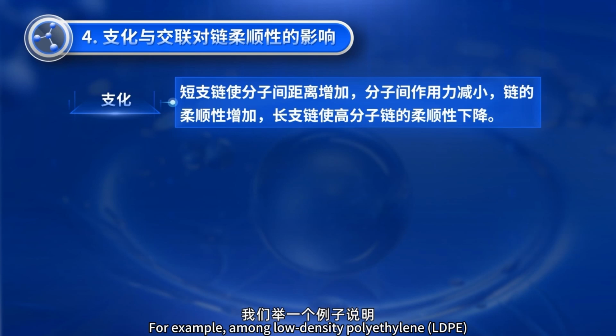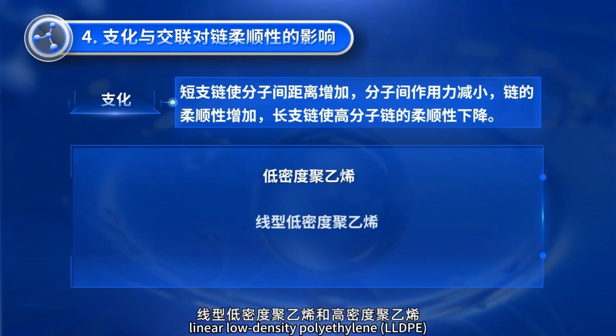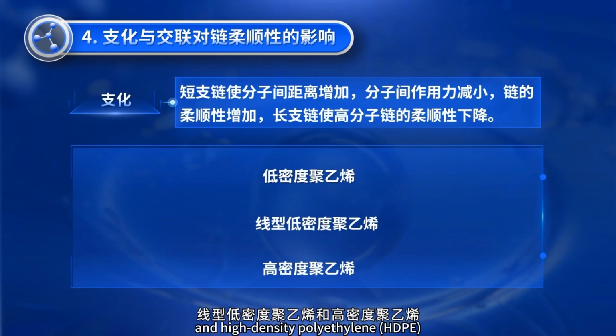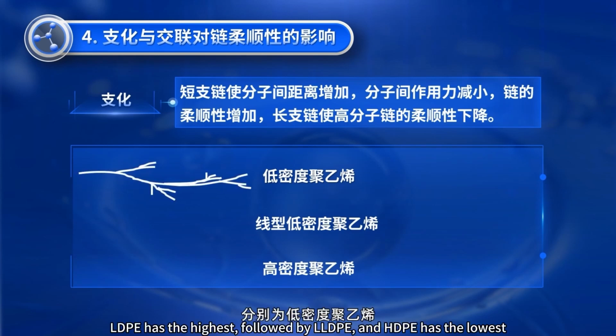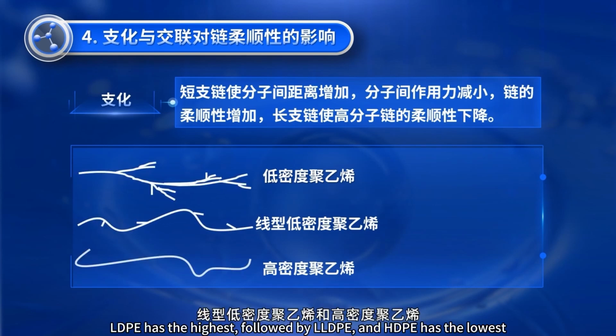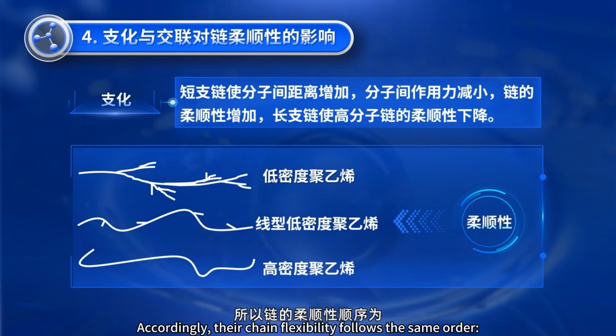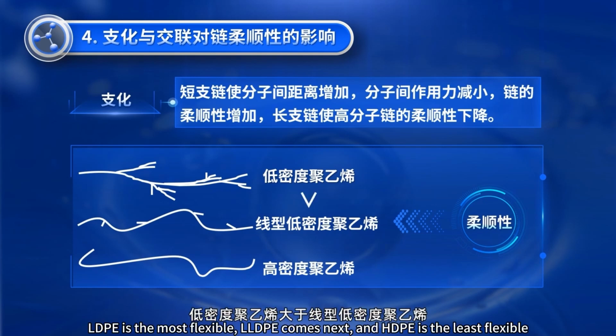For example, among low-density polyethylene (LDPE), linear low-density polyethylene (LLDPE), and high-density polyethylene (HDPE), the degree of branching decreases in this order. LDPE has the highest, followed by LLDPE, and HDPE has the lowest. Accordingly, their chain flexibility follows the same order. LDPE is the most flexible, LLDPE comes next, and HDPE is the least flexible.